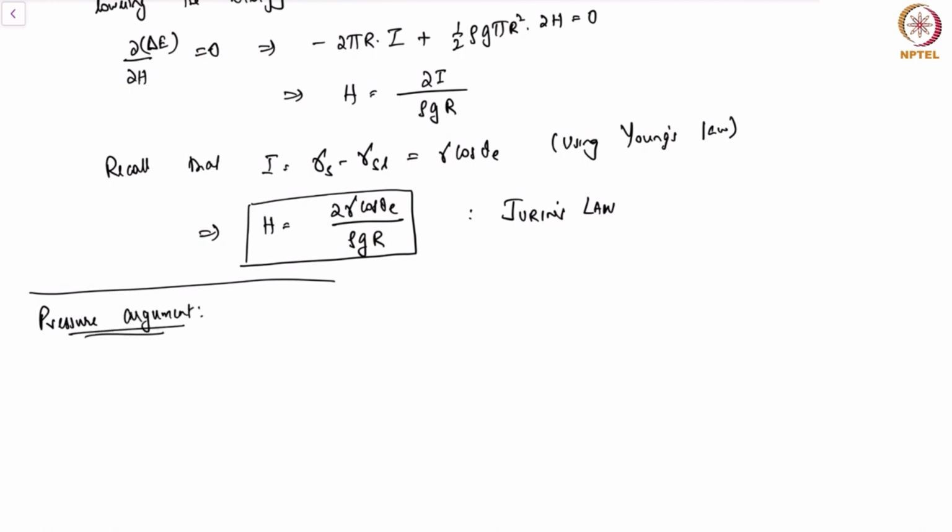Or simply the pressure argument. The argument for pressure is quite straightforward. We basically have a capillary tube here, and we have the fluid. This is the original height of the reservoir. Now let's identify a point here. Let's call this point B.